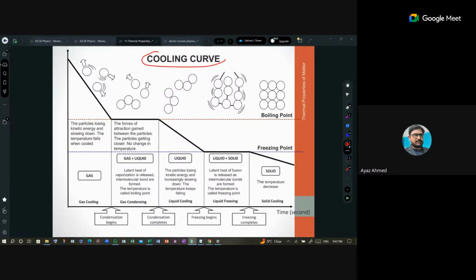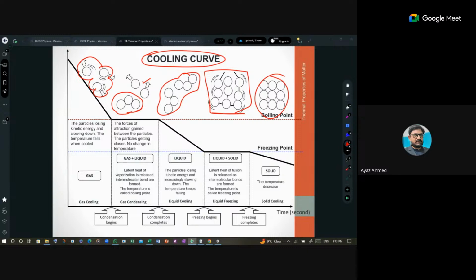So cooling means you have gas. You are going to cool down the gas. Now some of the gas is converted into liquid. Some of it is liquid, some still gas. So here all of the gas is converted into liquid. Then you are going to freeze the liquid, and then it becomes solid. Got it? So this is the cooling curve. The previous one was the heating curve, and this one is your cooling curve.